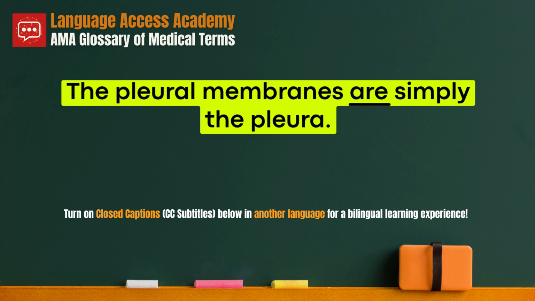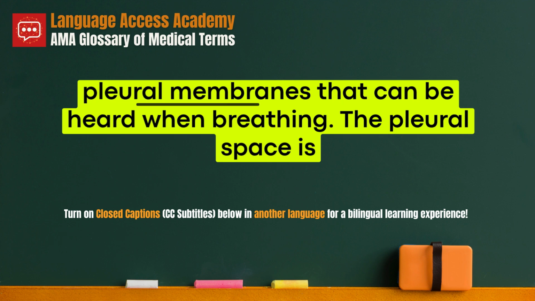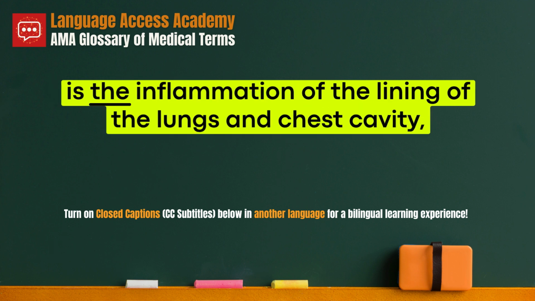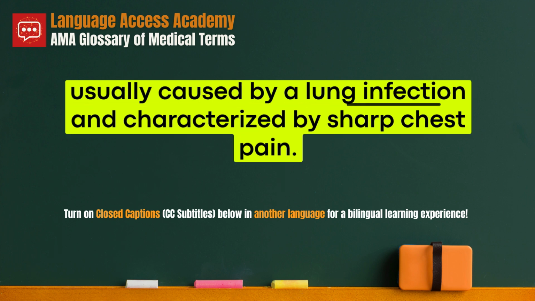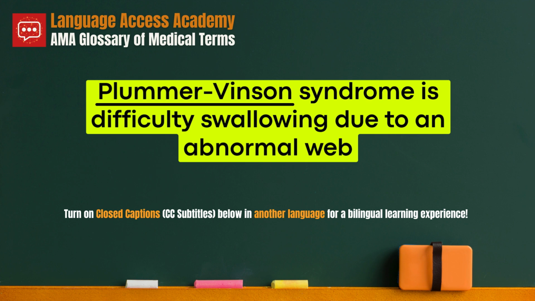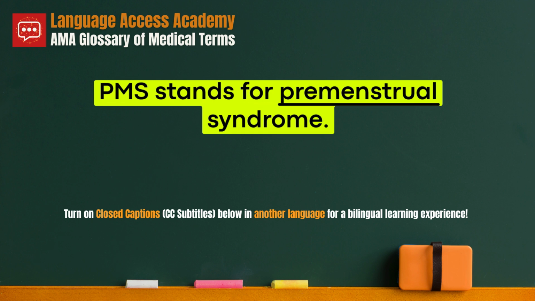The pleural membranes are simply the pleura. A pleural rub is a rubbing sound produced by inflamed pleural membranes that can be heard when breathing. The pleural space is the space between the two layers of the pleura. Pleurisy is the inflammation of the lining of the lungs and chest cavity, usually caused by a lung infection and characterized by sharp chest pain. Pleurodynia is pain in the chest caused by a virus. Plummer-Vinson syndrome is difficulty swallowing due to an abnormal web of tissue across the upper part of the esophagus. PMS stands for premenstrual syndrome.